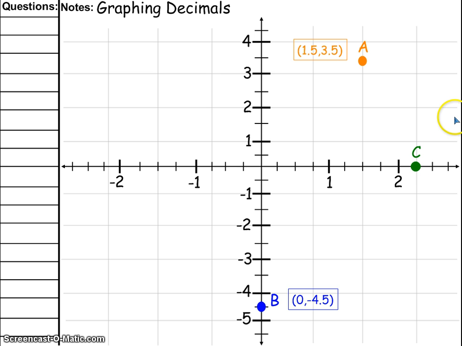The location of point C is at 2 and 25 hundredths, and since it does not go up or down along the y-axis, that coordinate is 0. So the location of point C is 2 and 25 hundredths, 0. The location of point D is at -1 and 75 hundredths, 2.